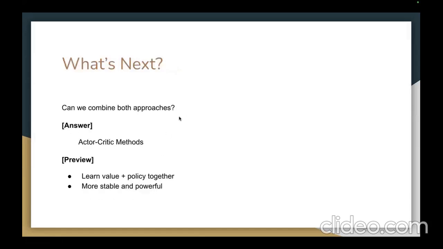So what's next? Can we combine both of these approaches? This is what we call the actor-critic methods. Your actor is your policy, your critic is your value network. These methods learn value and policy together. This has proven to be more stable and also more powerful. And typically, this is what we do in modern RL applications.